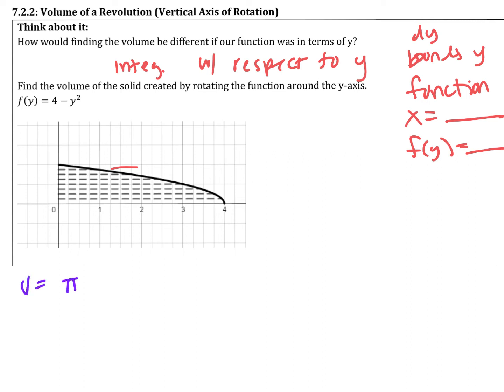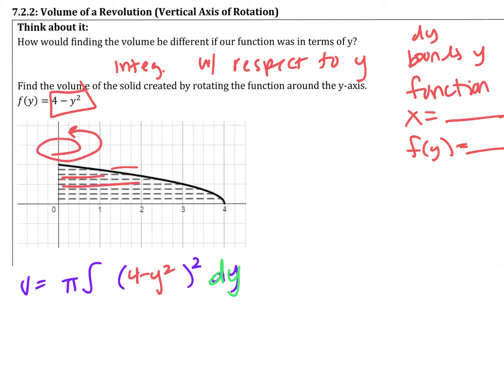Again, we're looking at the volume is the integral of pi r squared, but now the big difference here is that we're going to be looking with respect to y. So all things with respect to y. Well, our function here is already with respect to y. So 4 minus y squared is our radius, because now we're forming our radii this way because we're rotating this way. So this volume would extend this way. It would be more like this kind of bowl.